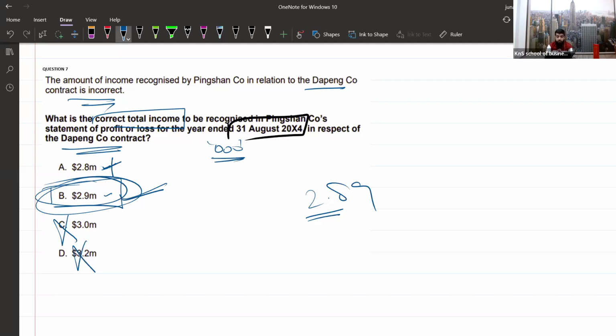But so far it's not written over here, so definitely the student might make this mistake, or I would not say this is a mistake. The student would be marking A, or 2.8 million, as a correct answer. But nevertheless, the examiner has marked 2.9 million as the correct answer. Are we clear on this one?